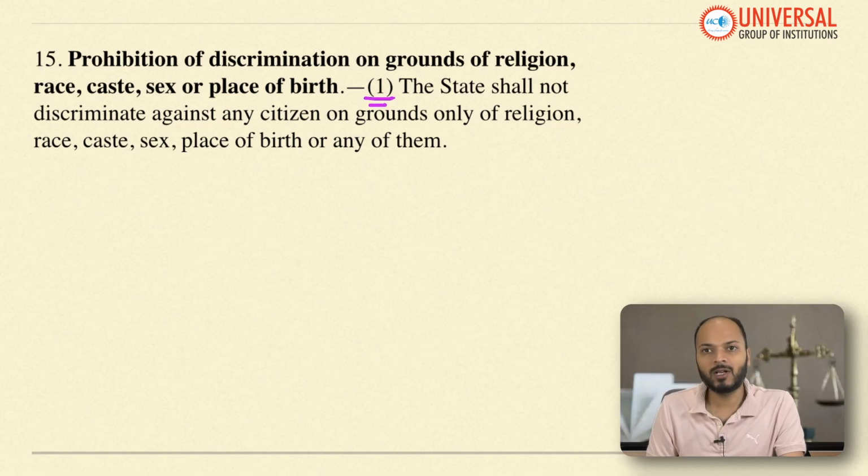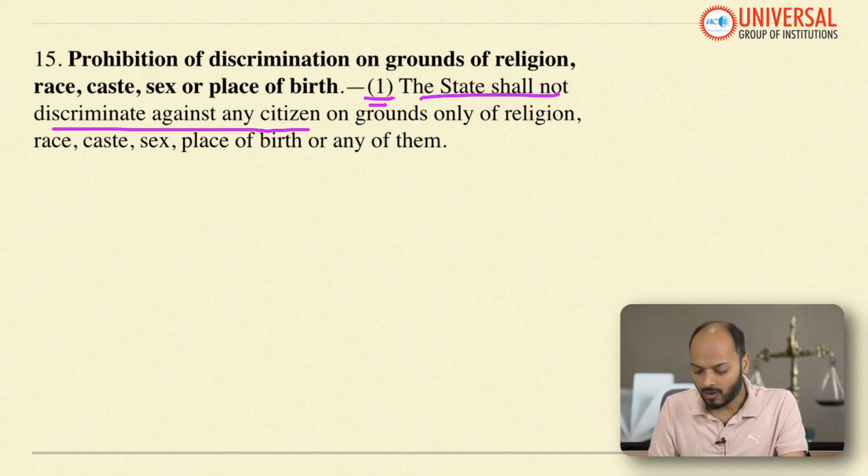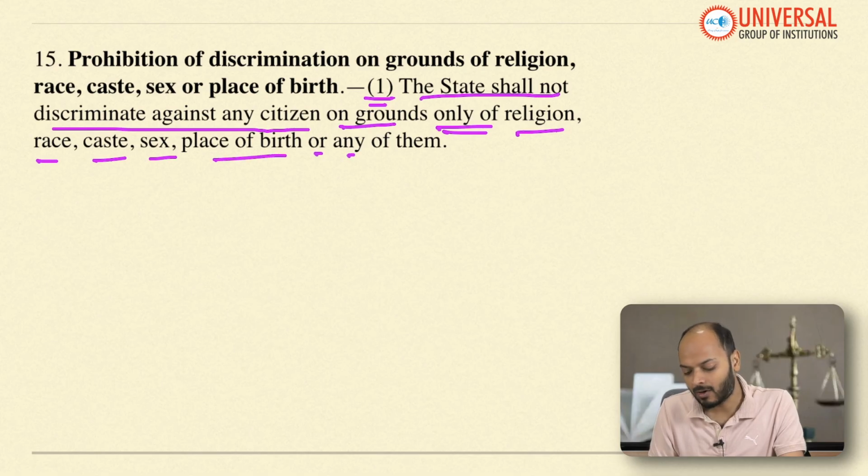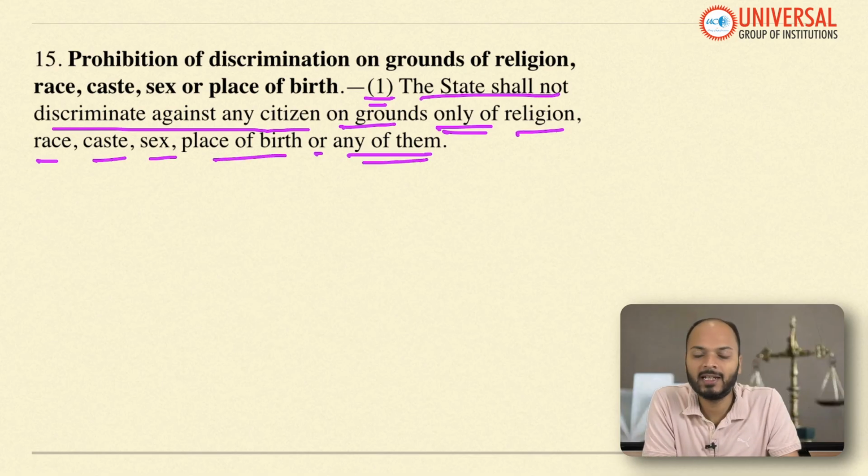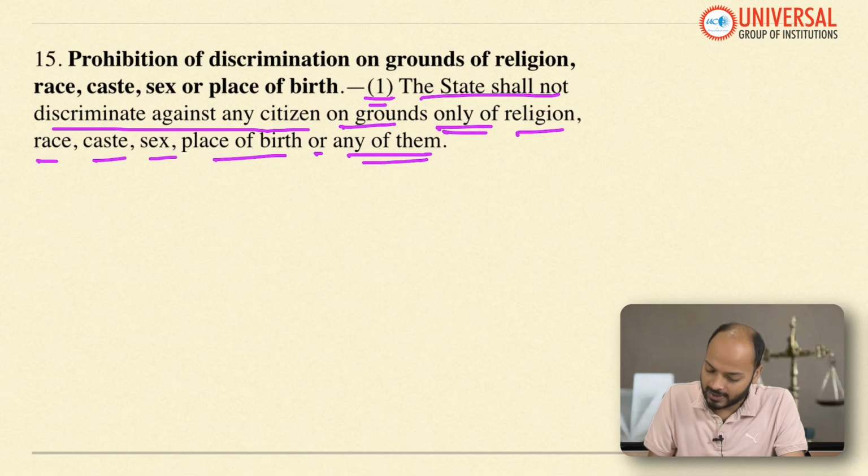Article 15 sub-clause 1 says, the state shall not discriminate against any citizen on the grounds only of religion, race, caste, sex, place of birth, or any of them. So basically it imposes a limitation on the power of a state not to discriminate against any citizen on the basis of 5 grounds. So firstly, the state shall not discriminate.